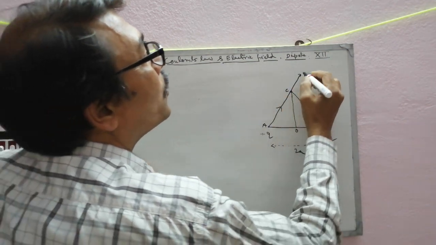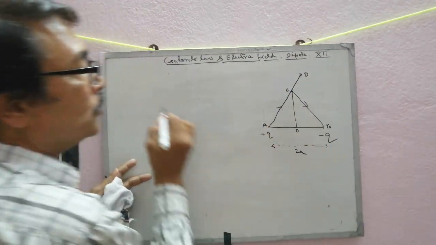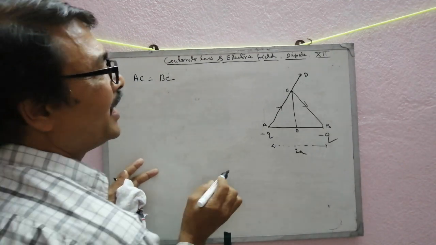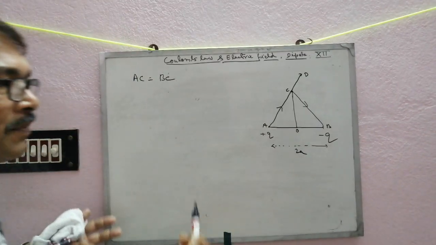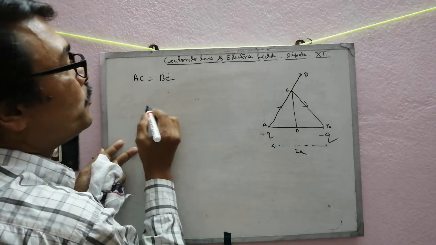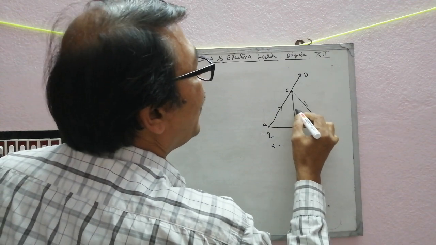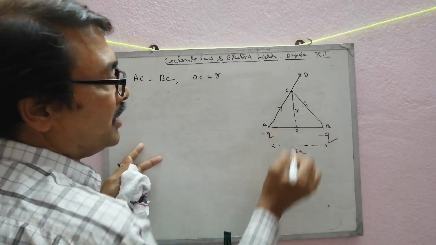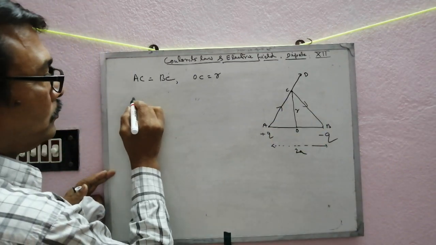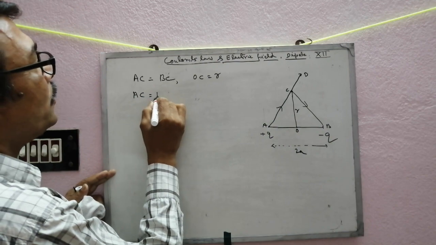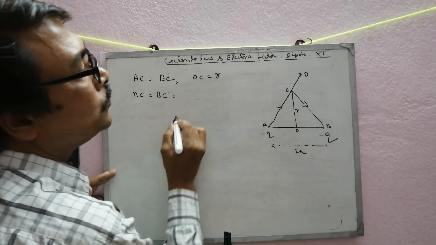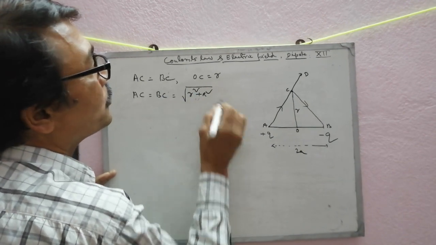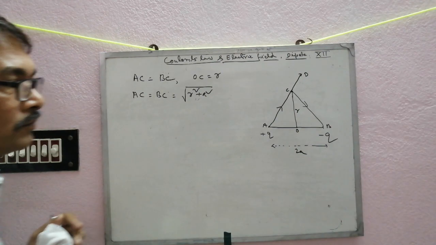AC equal to BC. So the magnitude of the electric field at C due to the plus charge and the minus charge will be equal. AC equal to BC. This distance is R, OC equal to R. AC equal to BC equal to root over R square plus A square. This is R, this is A.